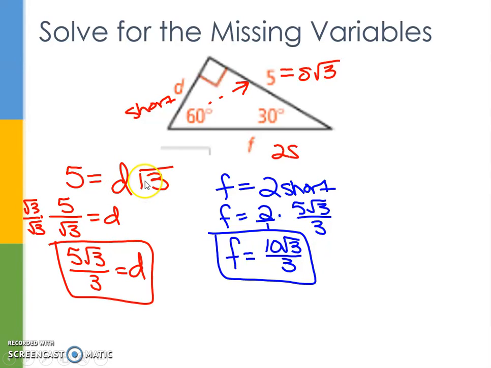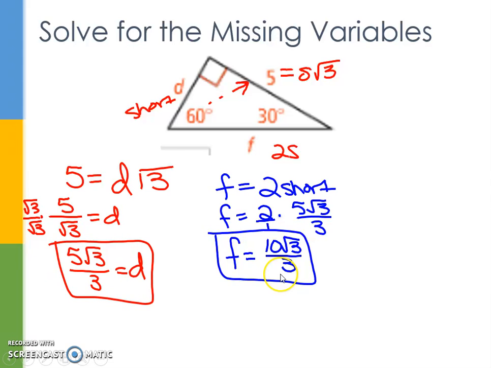Right here, you have D times radical 3, so you're going to divide each side by radical 3. 5 divided by radical 3 equals D. That is the answer. But in math, you cannot have a radical as a denominator. That's undefined. So this is how you get rid of it: multiply each side by radical 3 over radical 3. Radical 3 times radical 3, if you do that on the calculator, you get 3, okay? And then 5 times radical 3 is 5 radical 3. So that's the answer right here. D is 5 radical 3 over 3.